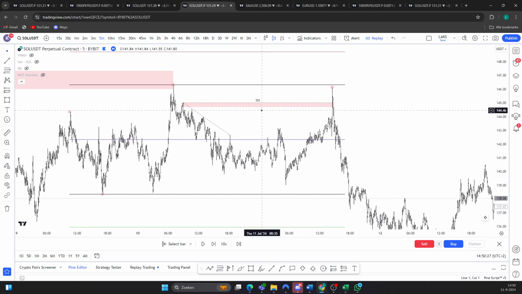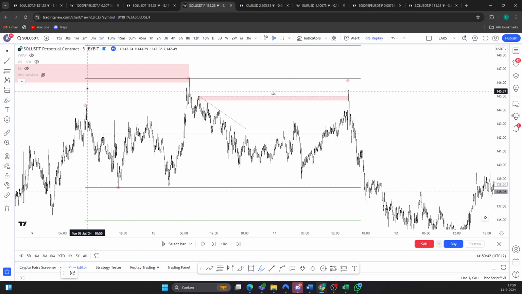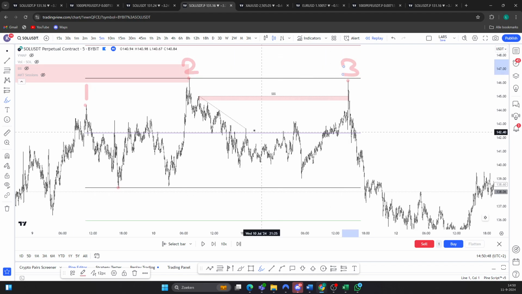But as you can see, the moment price comes back up and we mitigate that supply and we grab that high, which in my opinion is the most important, we have to check our market structure to confirm a potential TCT Model 2 distribution. Again, this is our tab 1. This is our tab 2. This is our tab 3.